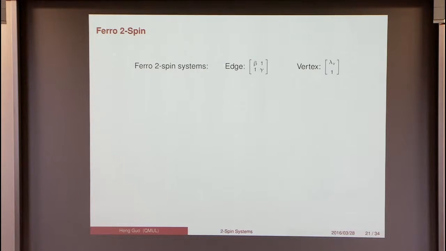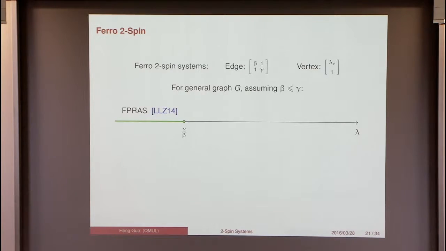So here is a picture for ferromagnetic two-spin systems. We have the matrix with beta, 1, 1, gamma, and we have some non-uniform field lambda_v. For general graphs, this is an algorithm based on the Jerrum-Sinclair chain due to Liu, Lu, and Zhang. We have this threshold of gamma over beta. And in the same paper, they also show that the problem becomes #BIS-hard if lambda is larger than a certain quantity, which I call lambda_c^int. So here, #BIS-hard is like the optimal result because all the problems in the ferromagnetic world are #BIS-easy. So this is really #BIS-equivalent. You can't get anything harder than #BIS.